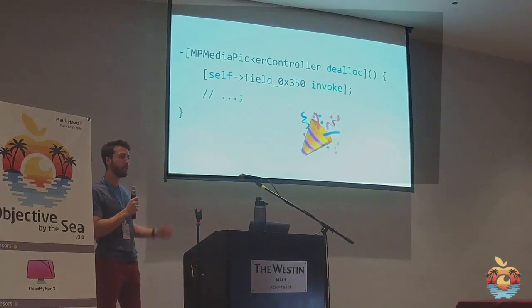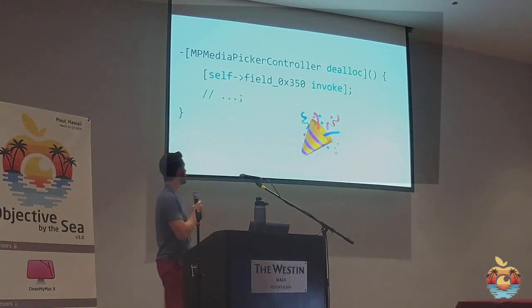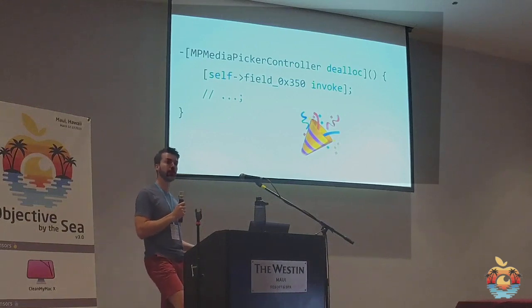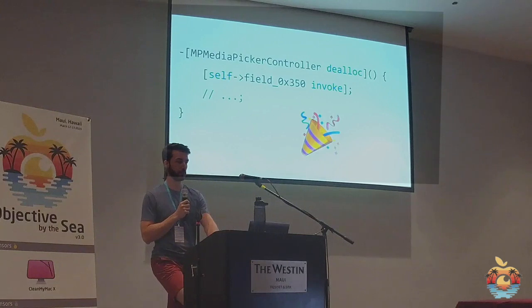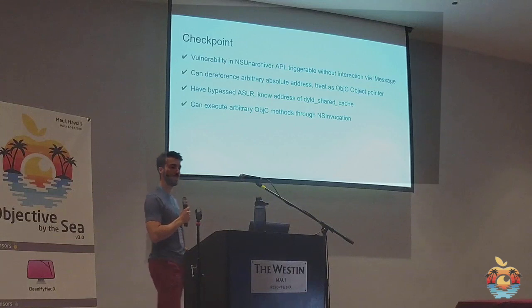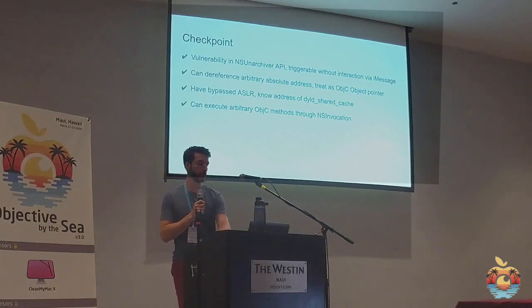So here's this MP media picker controller class, has a dialog, and what it's doing, besides other things, is calling the invoke method on one of its fields. And of course, since we completely control this object, we control all the fields, and so we can make field hex 350 point to some, again, completely controlled NSInvocation. Okay, and so this finally lets us now call arbitrary Objective-C methods through NSInvocation.